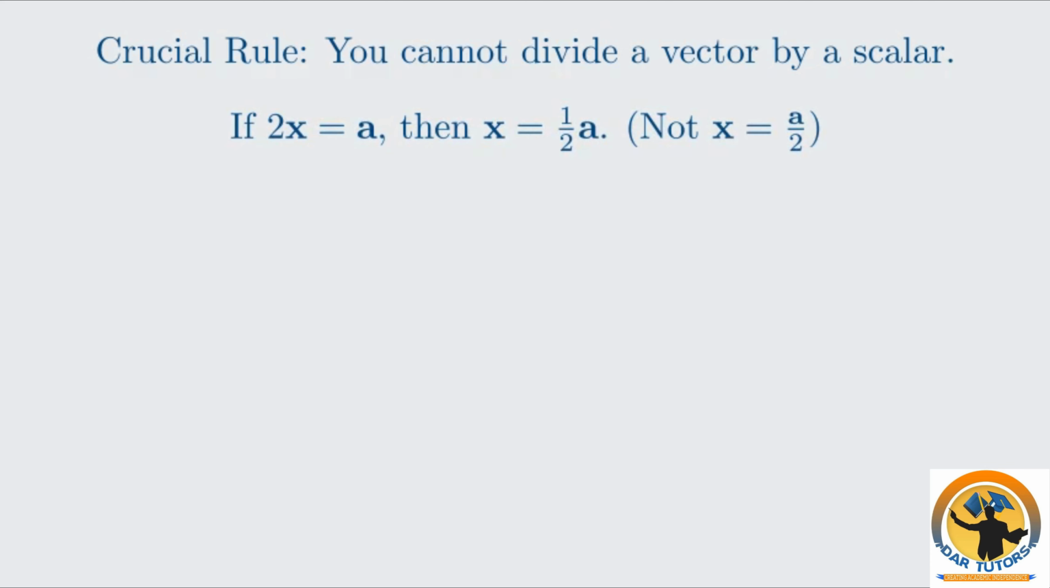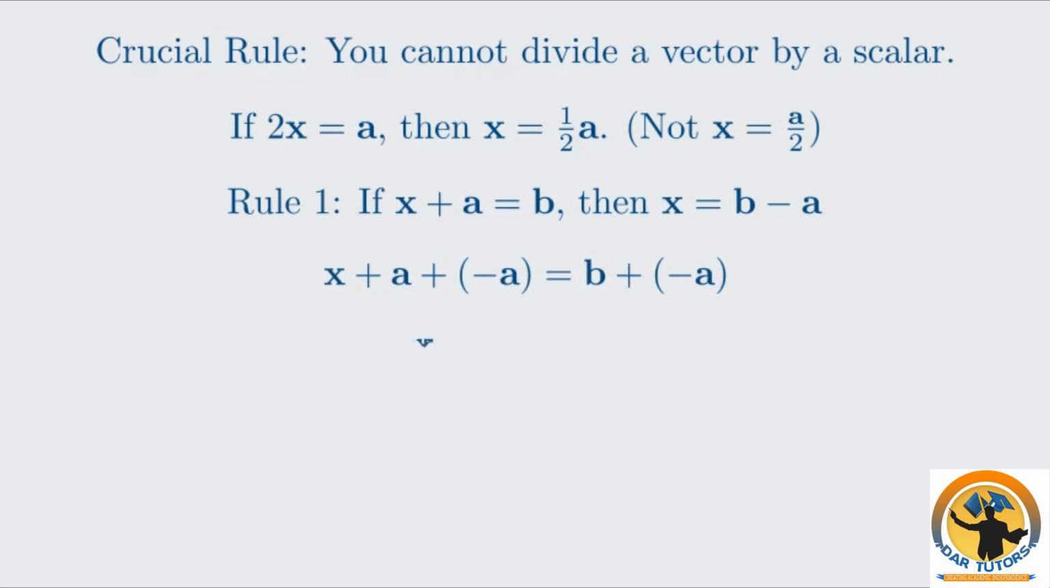Let's look at two useful rules that come directly from the properties we just discussed. First, if x plus a equals b, then x equals b minus a. We can prove this by adding the additive inverse of a to both sides. We add negative a to both sides. On the left, a plus negative a becomes the 0 vector. On the right, we have b minus a. So x plus the 0 vector equals b minus a, which simplifies to x equals b minus a.